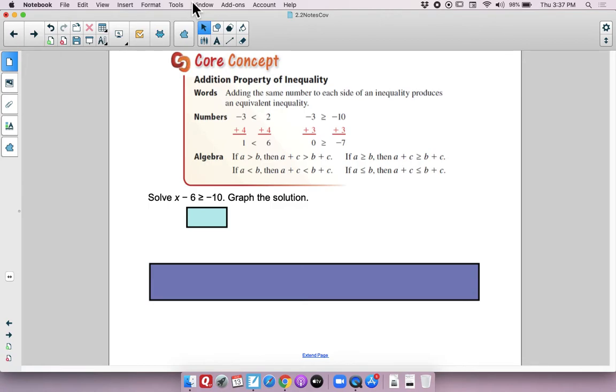All right, so here's our core concept, addition property of inequality. Basically, if we're adding the same number to each side of an inequality, that's going to produce an equivalent inequality. Okay? So here are some examples.